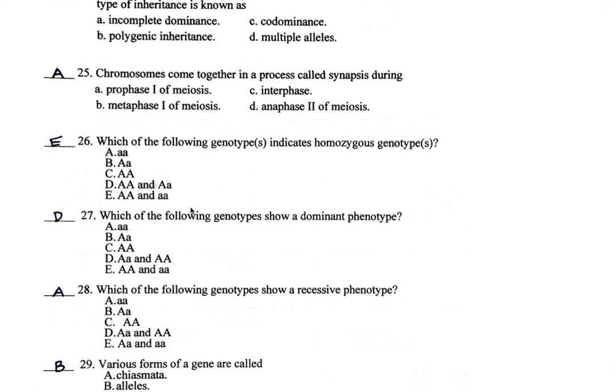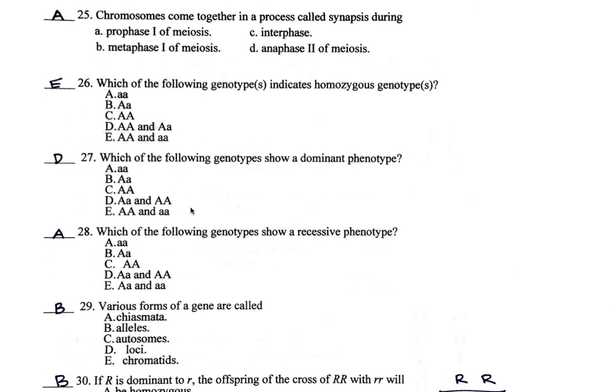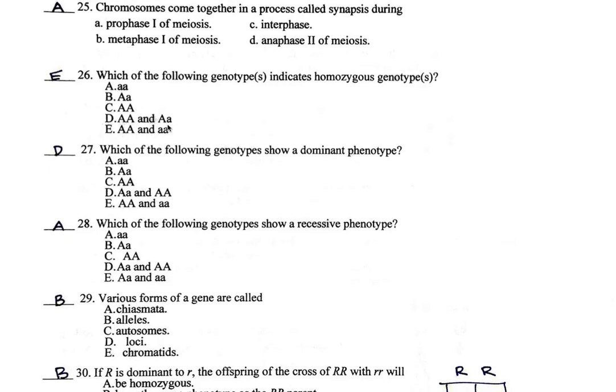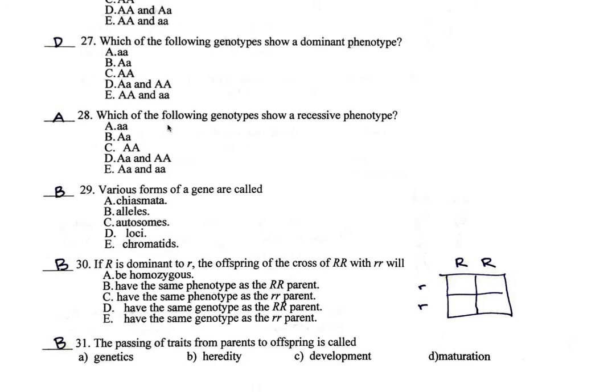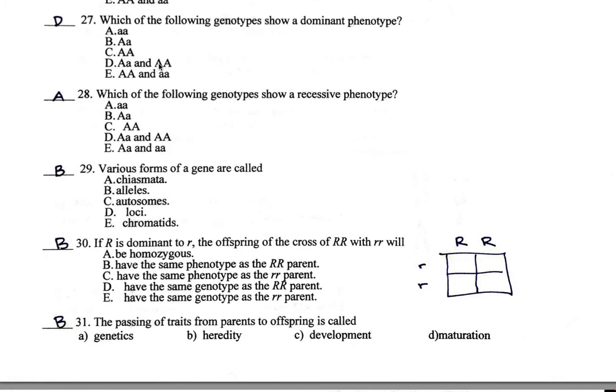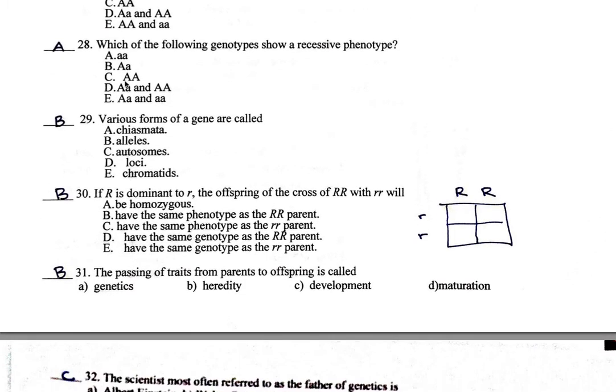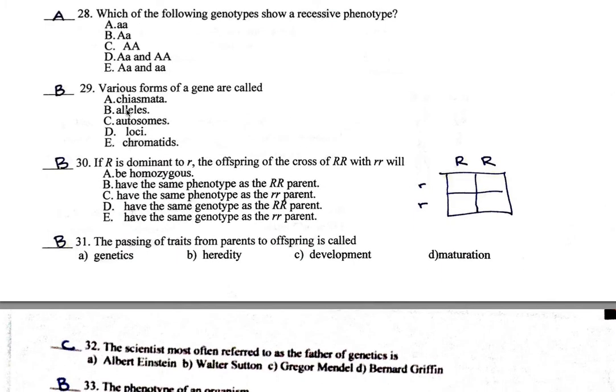26. Which of the following genotypes indicates homozygous genotypes? This shouldn't be too bad. Homo means the same, so big A, big A, or little a, little a. Which of the following genotypes show a dominant phenotype? D. If it's big A, big A, that's what you see is dominant. Which of the following genotypes shows recessive? That one, A. Various forms of a gene are called alleles.